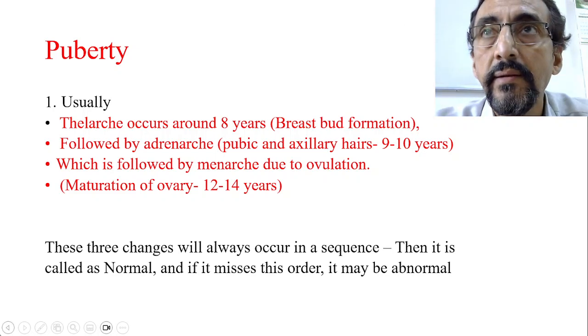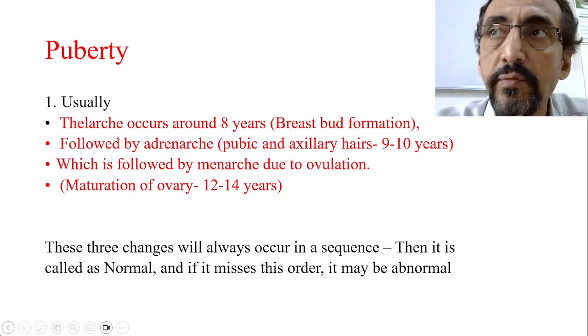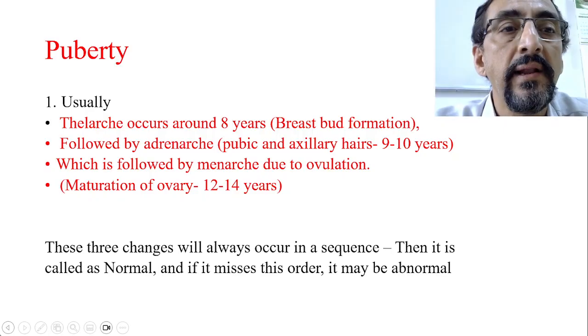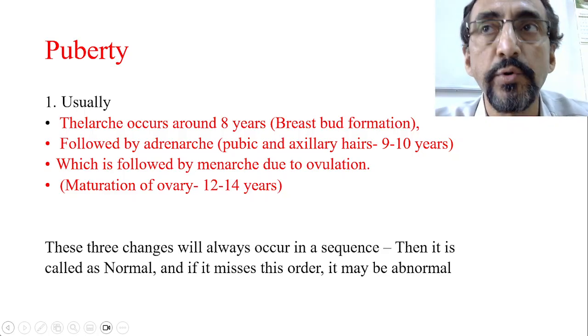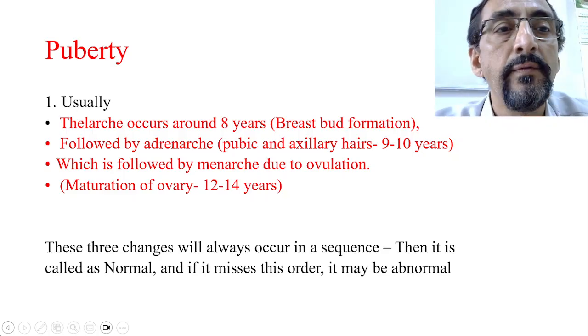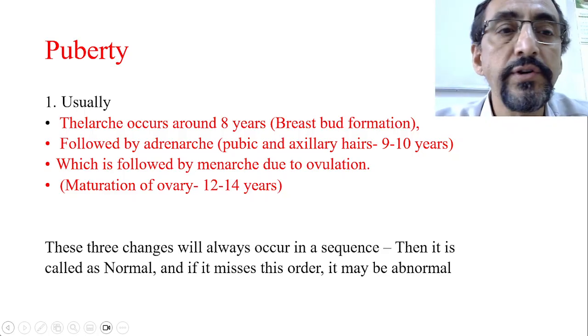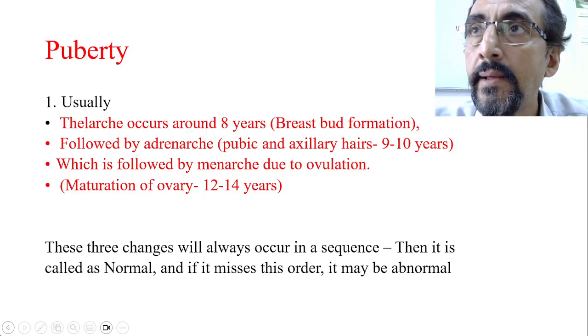In case of female, puberty basically follows 3 or 4 steps. We know that there will be telarche, there will be adrenarche, there will be menarche, and before menarche there will be a growth spurt. These are the 4 stages. First telarche, adrenarche, growth spurt, and then menarche.